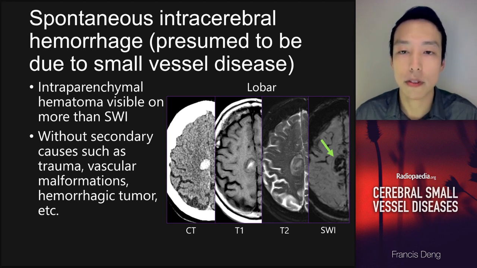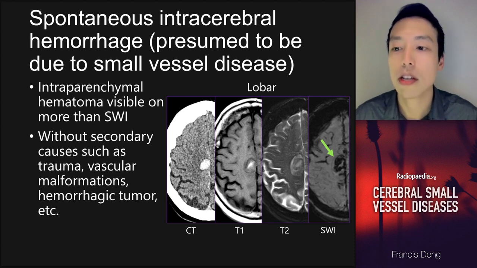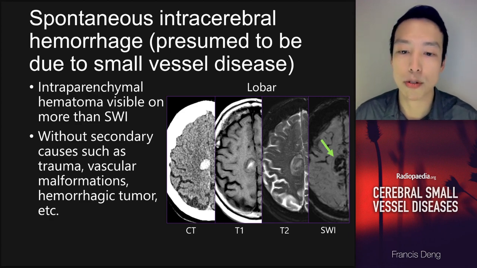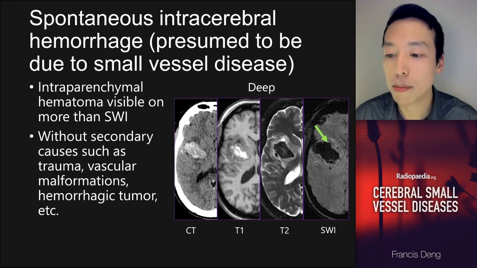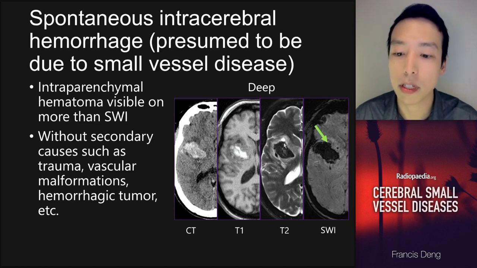When we say there's spontaneous intracerebral hemorrhage, we mean there's no obvious secondary cause, such as antecedent head trauma. There's no underlying vascular malformation or a hemorrhagic tumor or hemorrhagic transformation of a territorial infarct. So those have to be excluded before you call something a spontaneous intracerebral hemorrhage. These can happen in the deep brain as well. Here's an example occurring in the right basal ganglia.